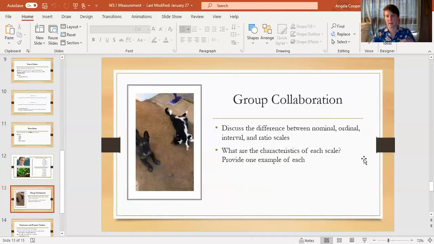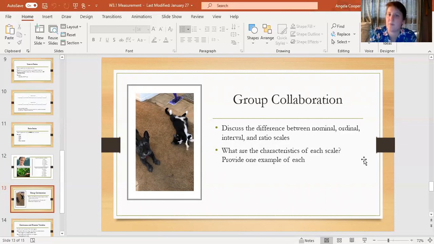So I say group collaboration, but I guess more so talk to yourself or your roommates. Just think about the differences between the nominal, ordinal, interval, and ratio scales, what the characteristics of each of them are, and provide an example. I'm going to go into a little detail about this and explain the differences, just as a little recap. But I'm going to get right into it, so you can pause it right here. Okay, I just like making a silly thing, but now I'm going to explain. By pausing the video, you guys can have time to think about it.